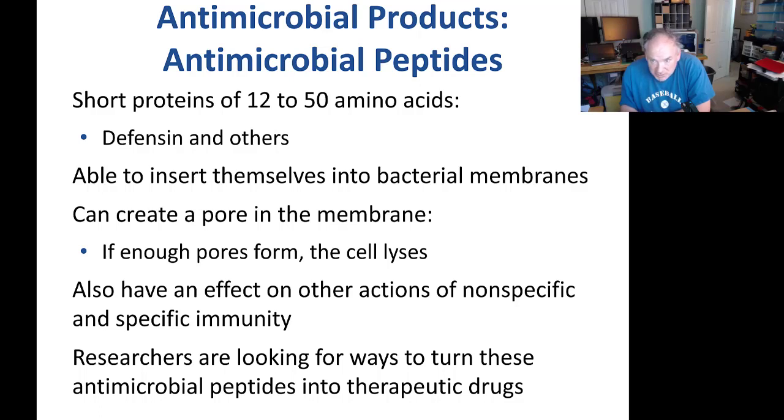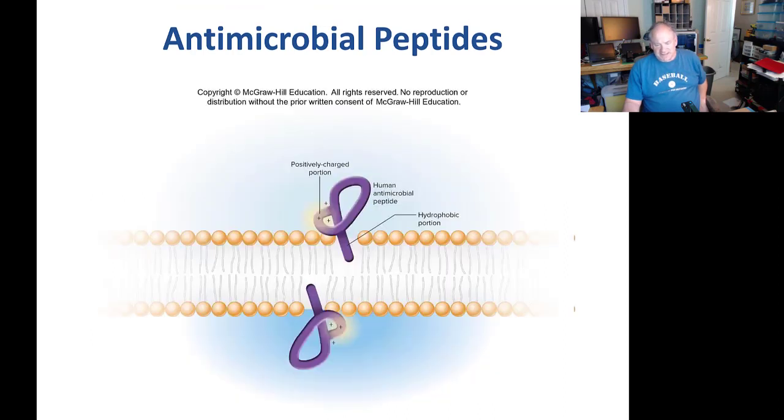Other products, short proteins, about 12 to 50 amino acids, defensins and others, are able to insert themselves into the bacterial membrane. So what we're doing is poking holes. They say creating a pore. I say it's like putting one of those spike strips across the road. The police will do that to try to stop somebody running from them. It pokes holes in the tires. The same sort of concept: the membrane gets enough holes, the cell starts to lyse, and they can't stop it. It's like they don't have access to fix a flat while they're trying to do things.